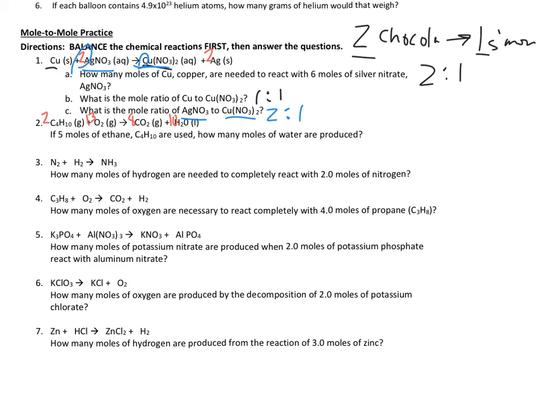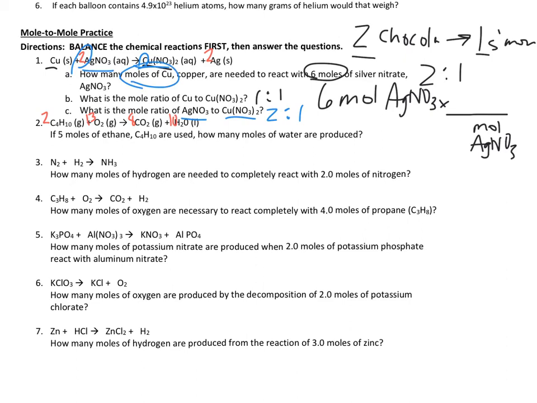So it says, how many moles of copper are needed to react with 6 moles of silver nitrate? So we always start, just like on all of the other problems, with what we're given, 6 moles of silver nitrate, and that's our AgNO3. We start with that, and we're going to have to get rid of these moles of AgNO3 and convert them to moles of copper. So moles of AgNO3 go on the bottom so that they can cancel, right? And then we want to find moles of copper, so that goes on the top.